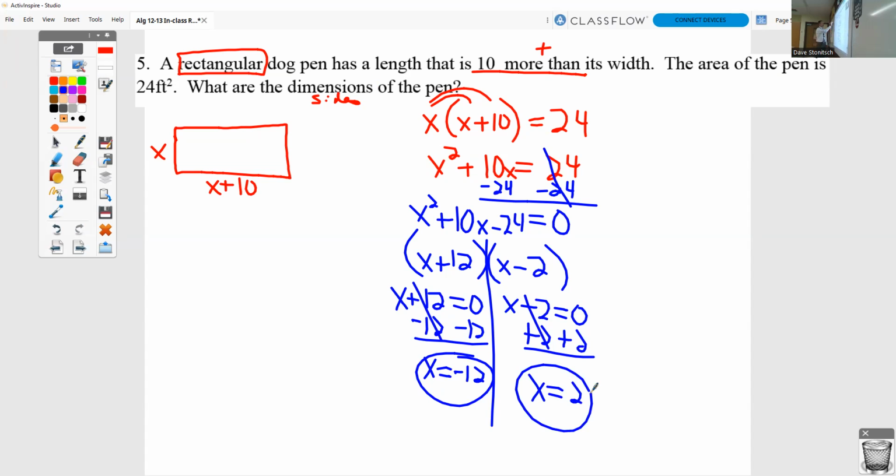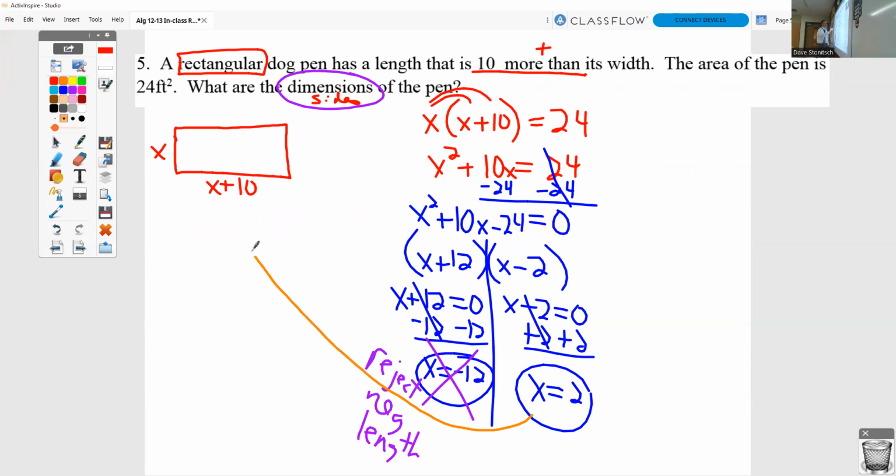Now, you have to be very careful here. You're looking for the dimensions or sides of the pen. You can't have a negative length of a side. So you're going to cross out and you are going to reject the negative. You're rejecting the negative length of the side. You can't measure negative distance. So what we want to do with that 2 is we want to take this 2, sub it into here for X, and sub it into here for X. So this side is 2, then we have 2 plus 10, which is 12. So our two sides are 2 and 12.